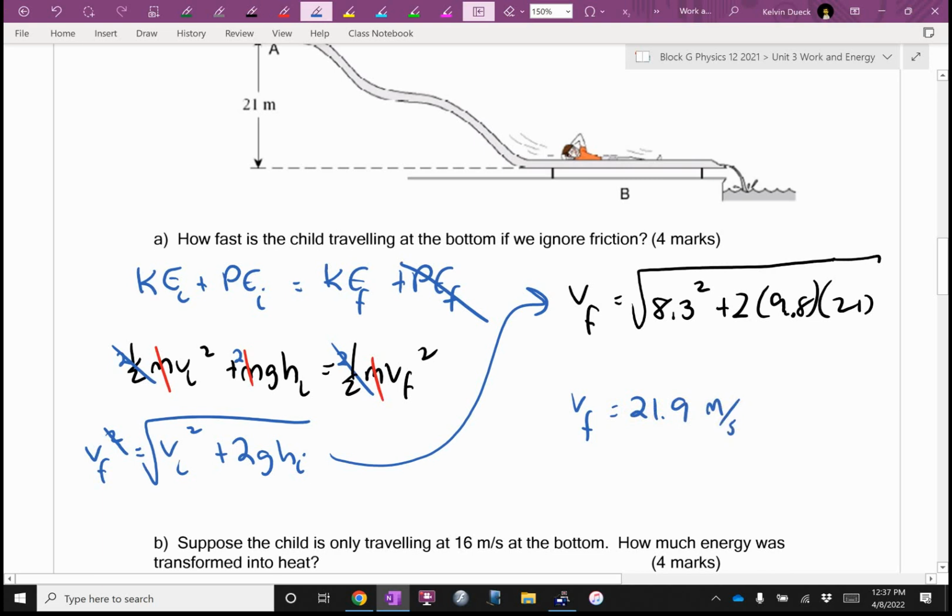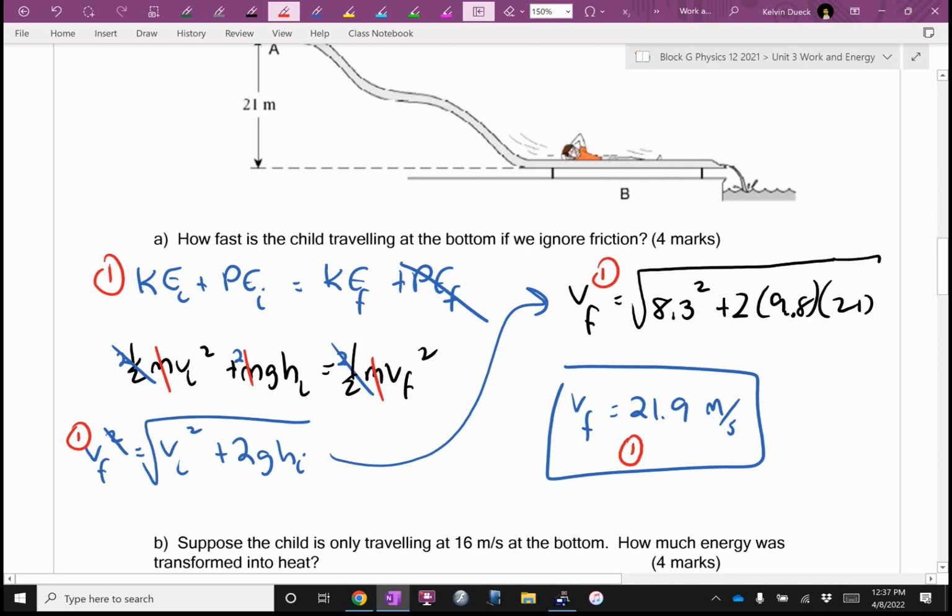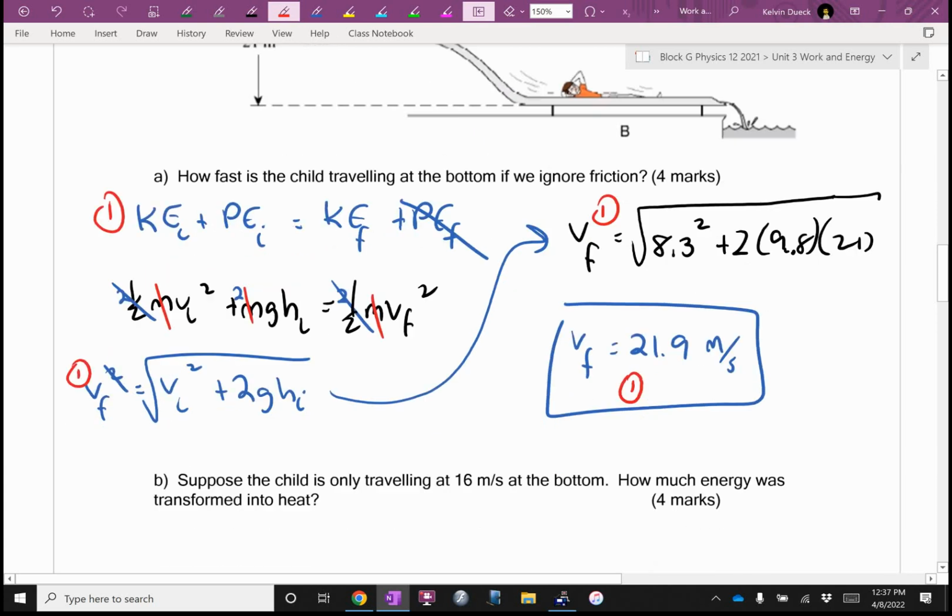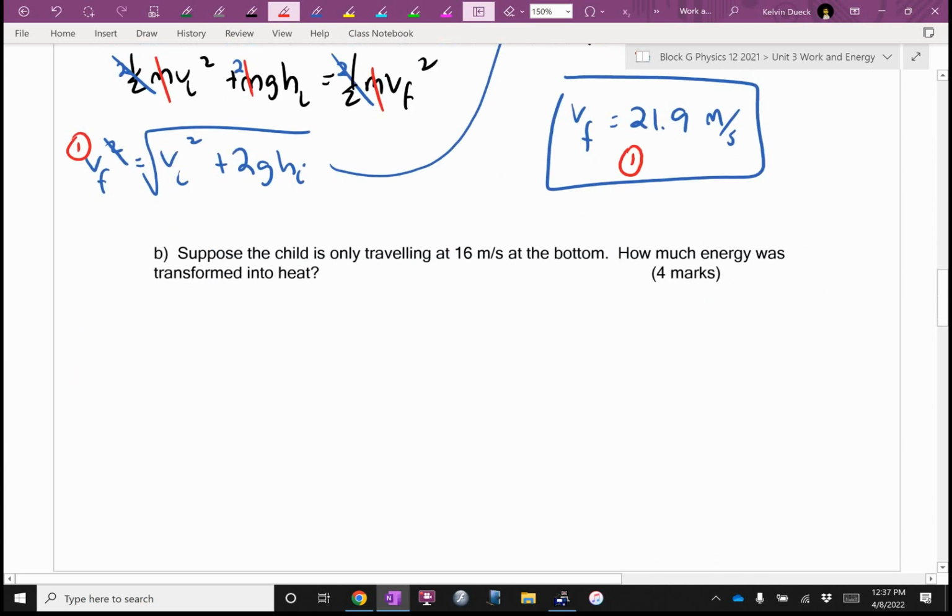If you got that, 4 out of 4. Otherwise, I would probably give you 1 mark for that line. I would probably give you 1 mark if I saw that, 1 mark for the numbers, 1 mark for the answer. What if they're only traveling 16 meters per second?